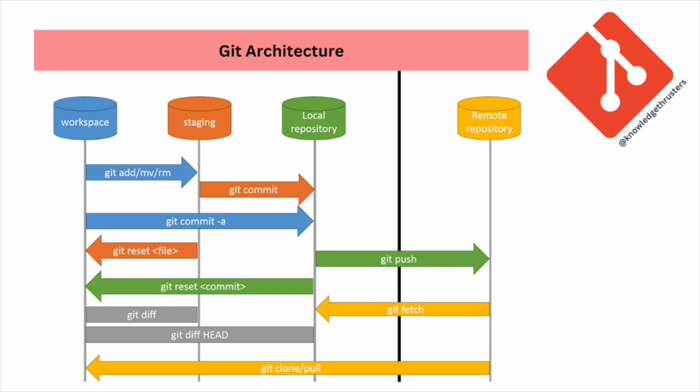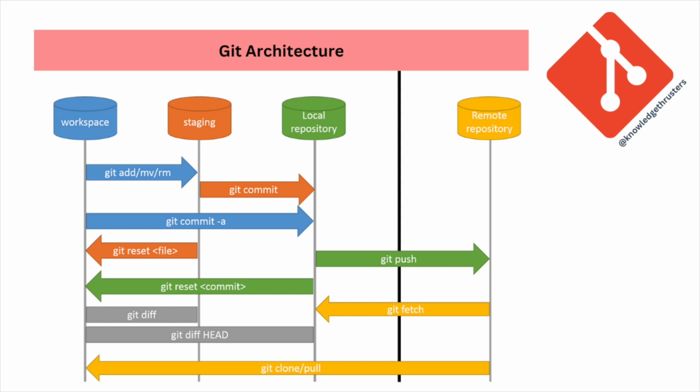The git diff command shows you the difference between your workspace and whatever is there in the staging area. And git diff HEAD will show you the difference from your local repo to your workspace. Git clone and git pull will take your remote repo and clone it into your local repo.